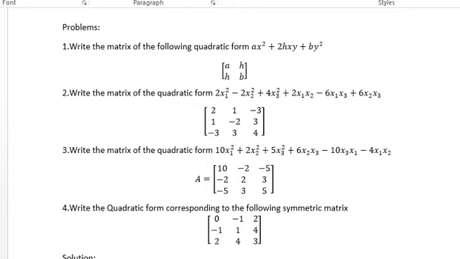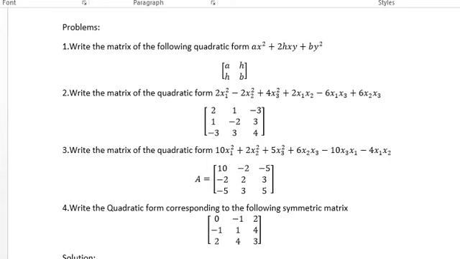So in the first row, the first diagonal entry, that is the coefficient of x1 square, is 2. In the second row, the diagonal entry, that is x2 square, is minus 2. And in the third row, a33 is equal to 4. So the diagonal elements are 2, minus 2 and 4. Now let's see what a12 is. a12 means first row, second element. It will be half the coefficient of x1, x2. The coefficient of x1, x2 is 2, so half of it is 1.